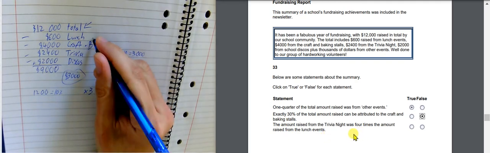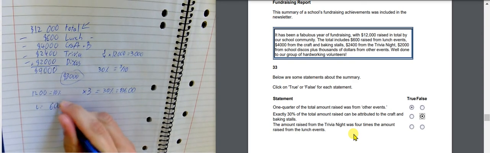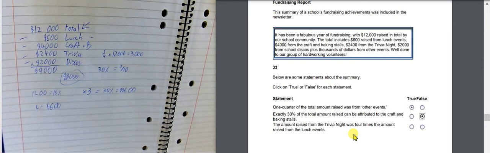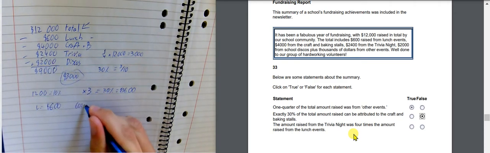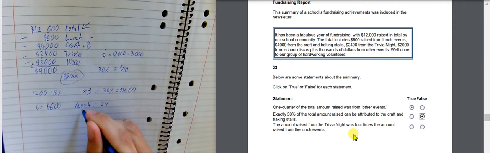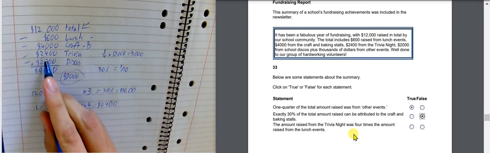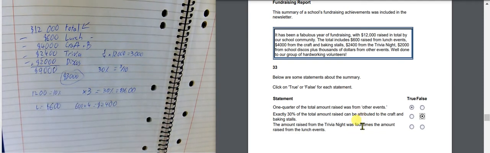Now the amount raised from trivia night was 4 times the amount raised from lunch. So here is lunch. Lunch equals $600. And trivia night is 2,400. 600 times 4. 6 times 4 is 24, and we just add our 2 zeros. And yes, that is exactly how much trivia night is. So that one is true.